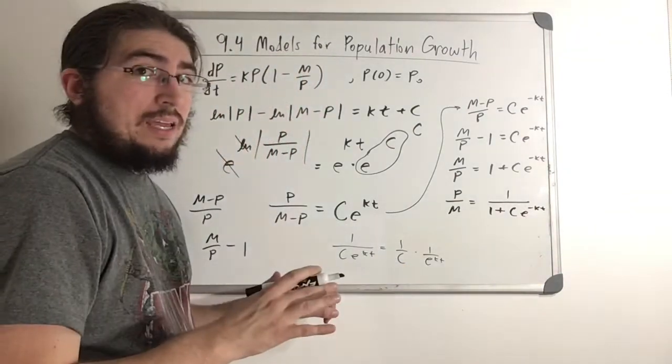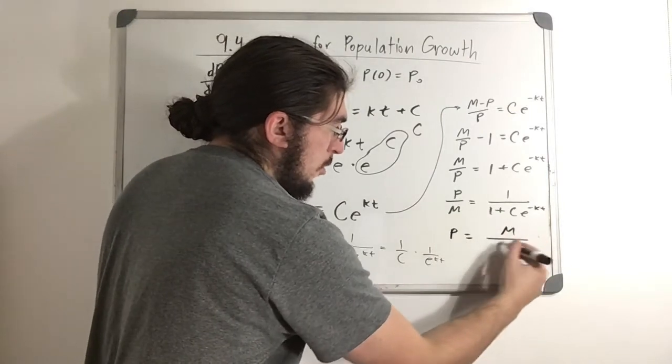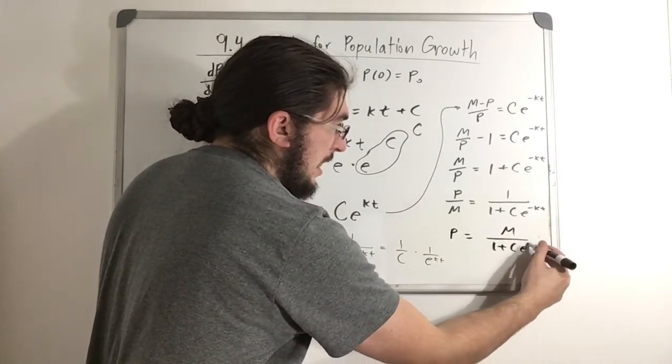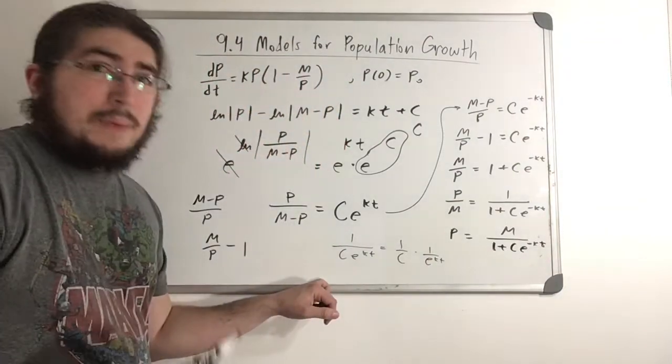Now finally, multiply both sides by m. We'll get p is equal to m over 1 plus c e to the negative kt. Now this is basically the final answer.